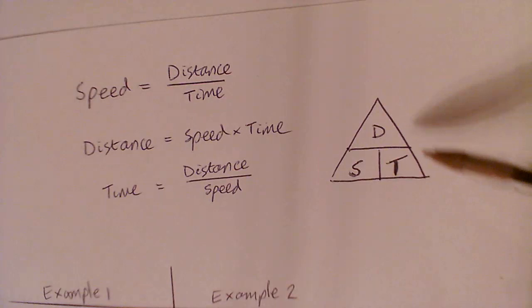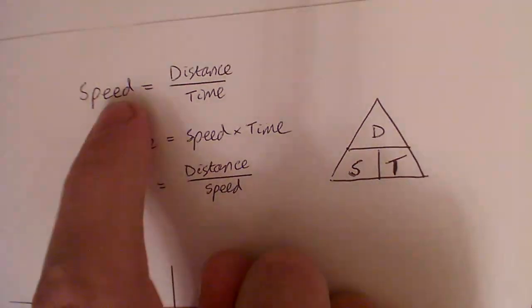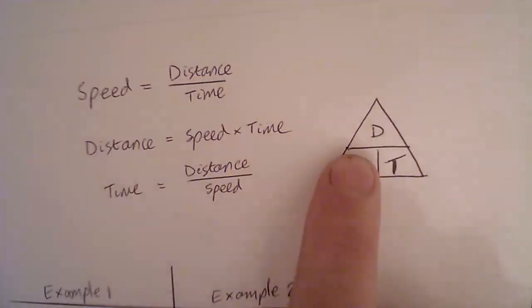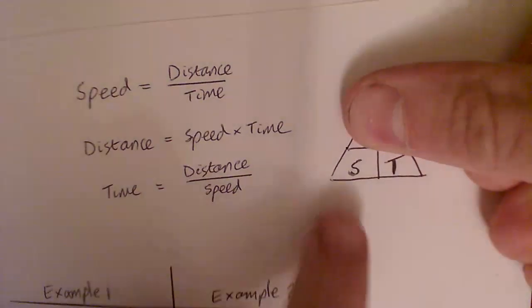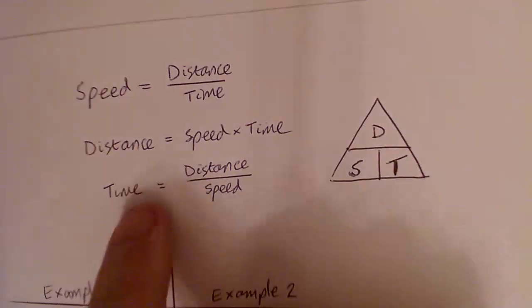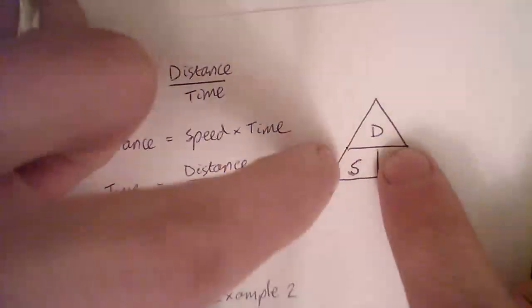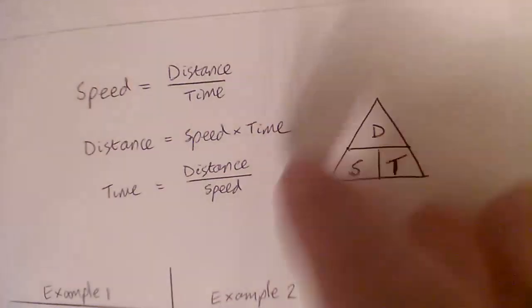And we also have this handy triangle. Now, I've shown you this already, but I'm going to show you it again. If we're trying to find speed, we cover up speed and we get distance over time. If we're trying to get distance, we cover up distance, we get speed times time. So these remind us of the formulae. And if we're trying to get time, we do that one and we end up with distance over speed. So the triangle is a great way to remember these three formulae.